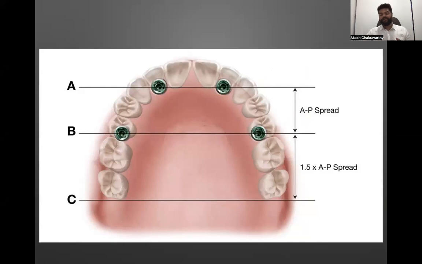A general calculation for cantilever is that you can go 1.5 times the AP spread. Whatever your AP spread is, you can go back 1.5 times that. That is the reason why AP spread is much more important. I usually don't go so far back. I usually give one tooth cantilever, which is 10 millimeters, which is quite good. I do not give 2 molars cantilever. It's only 1 molar cantilever.